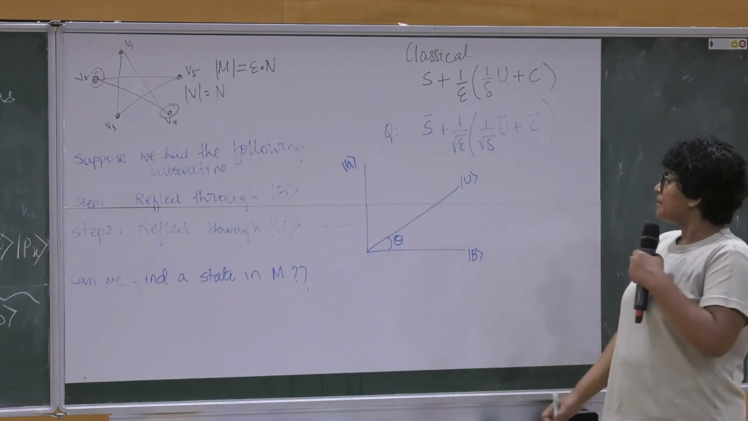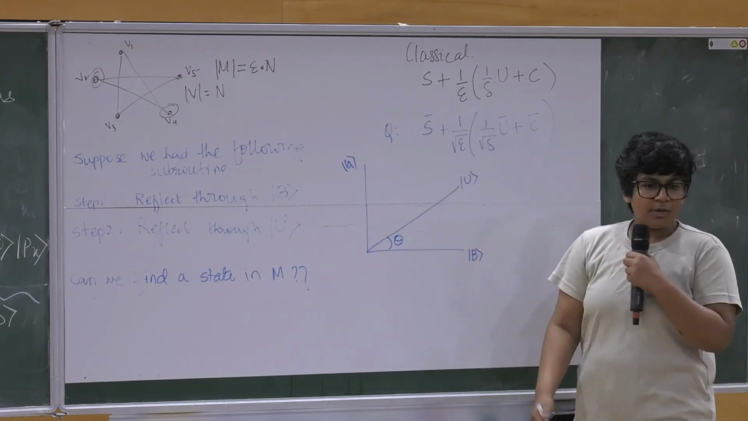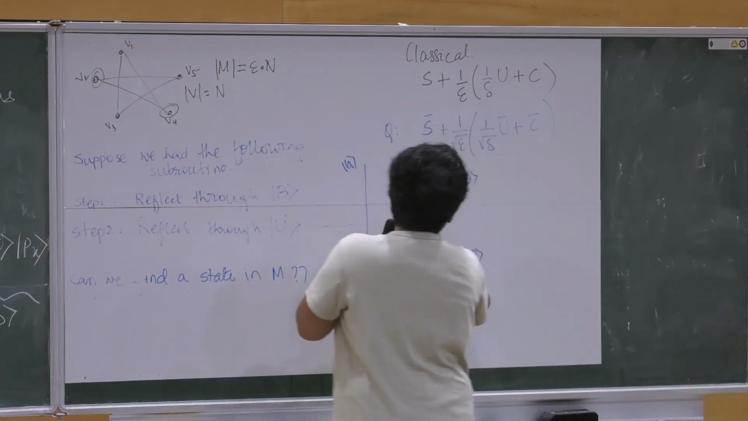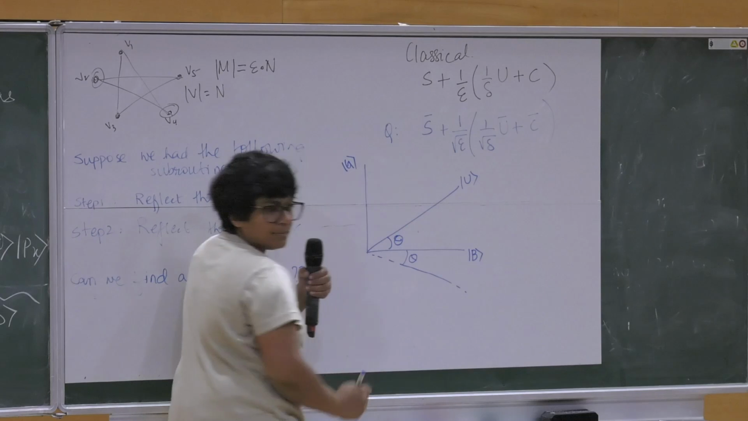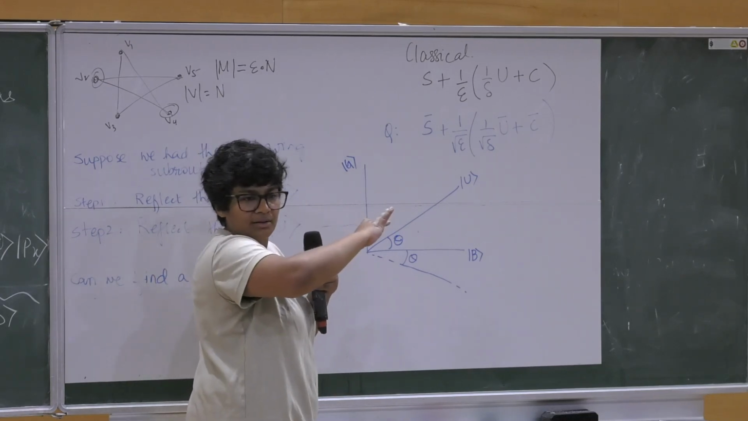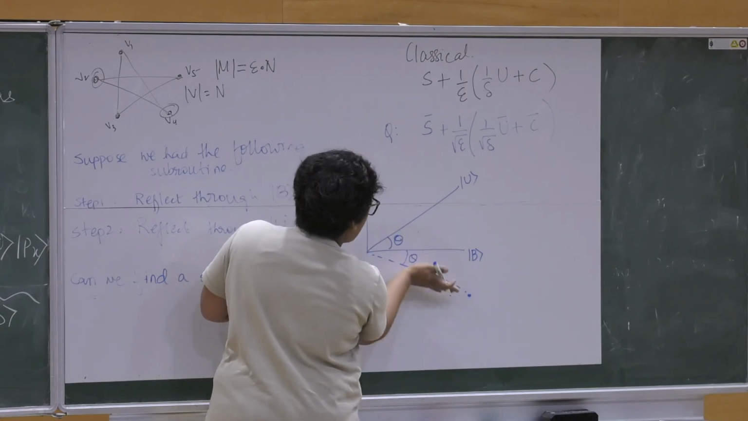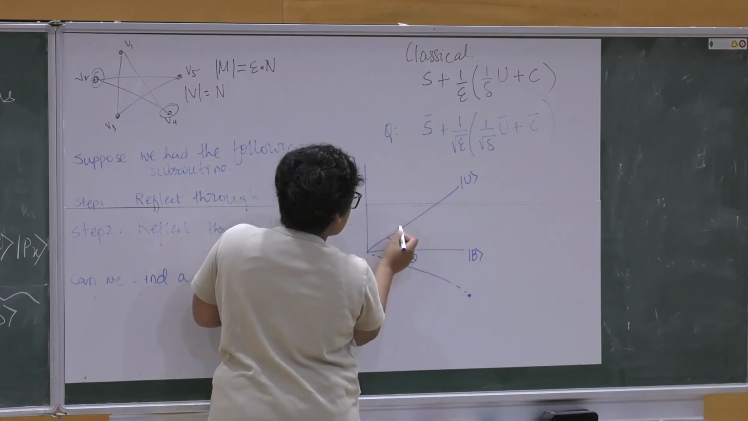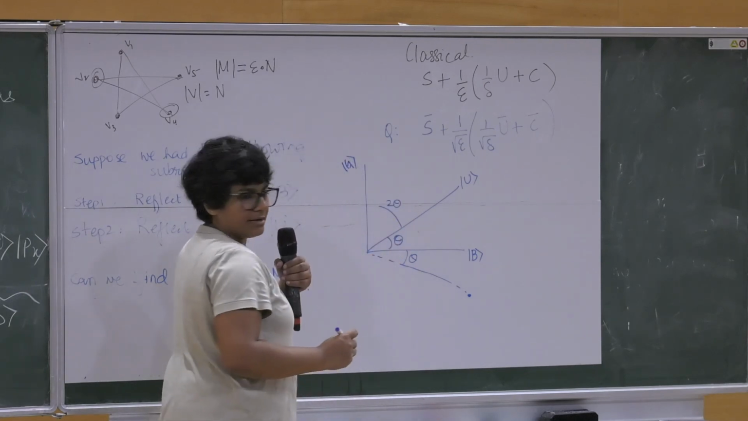Okay. Now if I can reflect through B, what do I mean? I should be able to, with one step, come here. Right? Now I want to reflect through U again. What do I mean? Now this is my current vector. I want to reflect through U. That means I should be able to take 2 theta steps here, right?